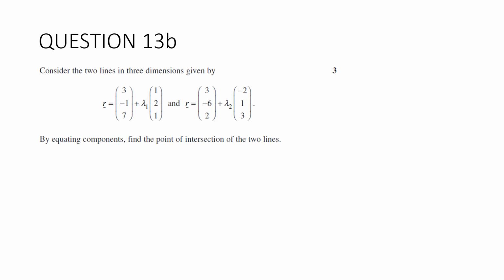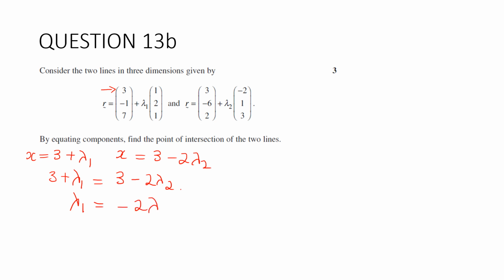13b. Consider the two lines given. By equating components, find the point of intersection of the two lines. So we'll start with the x's first. So x is equal to 3 plus lambda 1, and x is also equal to 3 minus 2 lambda 2. So 3 plus lambda 1 is equal to 3 minus 2 lambda 2. So lambda 1 is equal to negative 2 lambda 2.